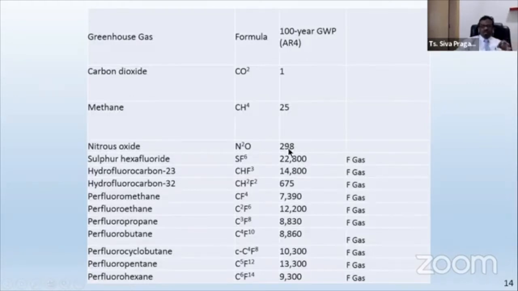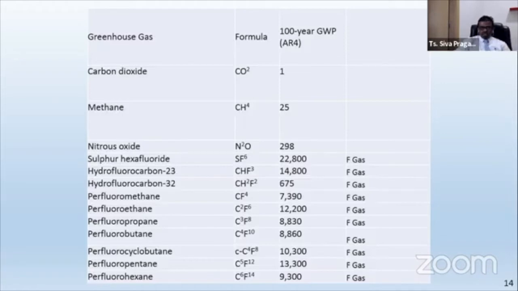Nitrous oxide: 1 kilogram of nitrous oxide is equivalent to 298 kilograms of carbon dioxide. And then it goes on and on. And if you see in this complete list here among the F gases, the worst is sulfur hexafluoride. Sulfur hexafluoride has a factor of 22,800. That means 1 kilogram of sulfur hexafluoride is equivalent to 22,800 kilograms of carbon dioxide.